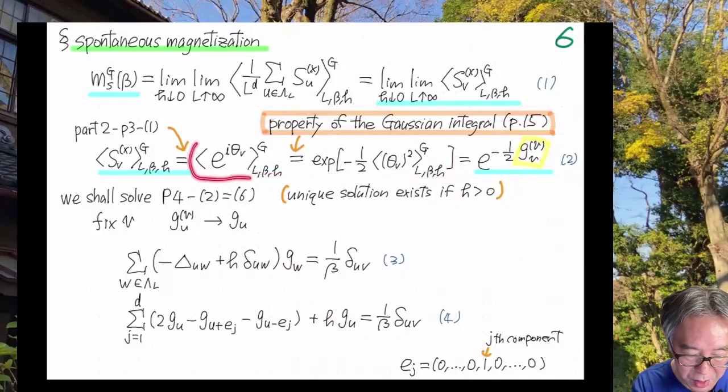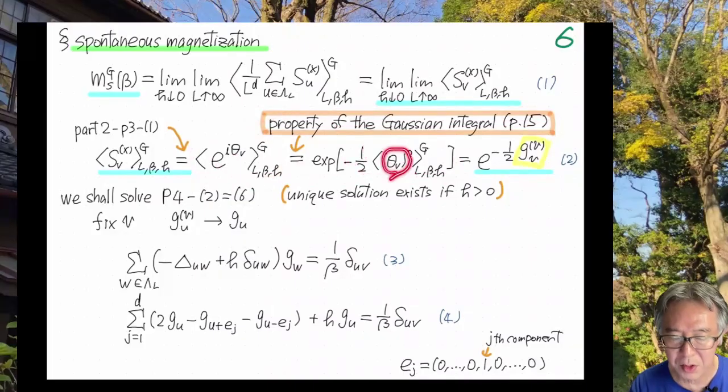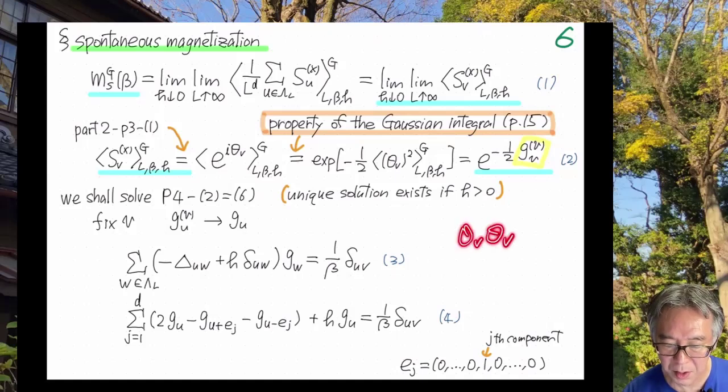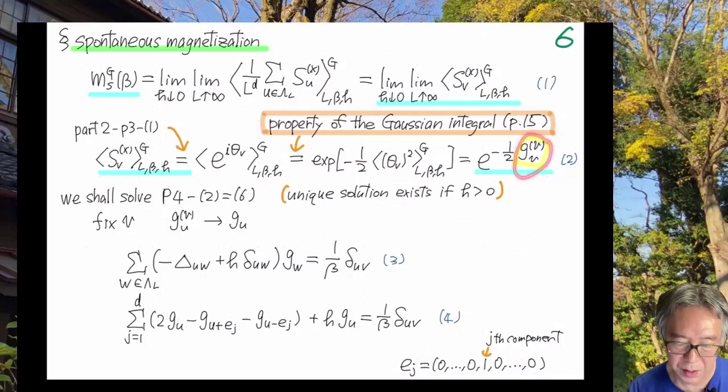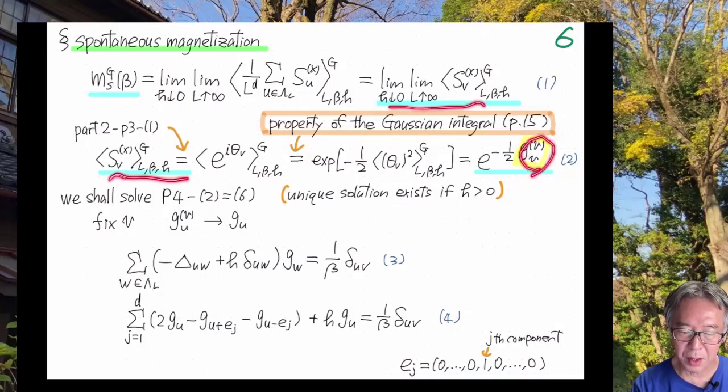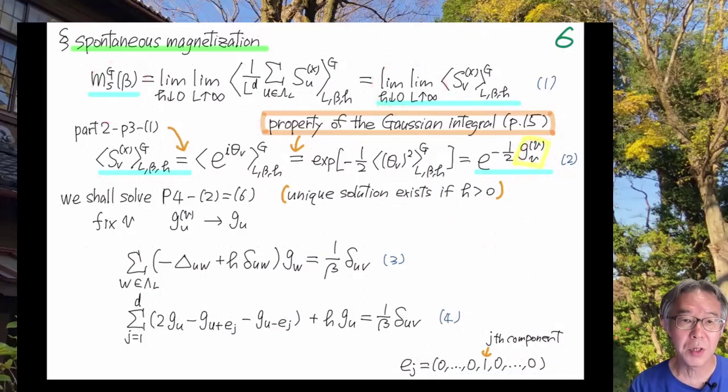And what is this? This is the expectation value of e to the i theta, and I said that it's exactly equal to exponential of minus 1/2 times the expectation value of theta_v squared. So in our previous notation, this is equal to e to the minus 1/2 G_vv. Okay, so we are interested in this. If you know G_vv, then you know this, and if you take this limit, then you get the spontaneous magnetization. Okay, so we want to solve this basic equation for G, and we just want to fix v and just write this simply as this.